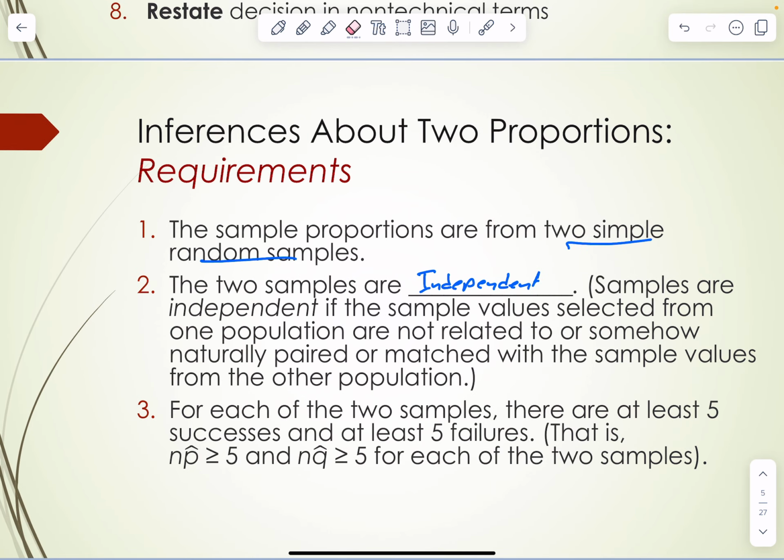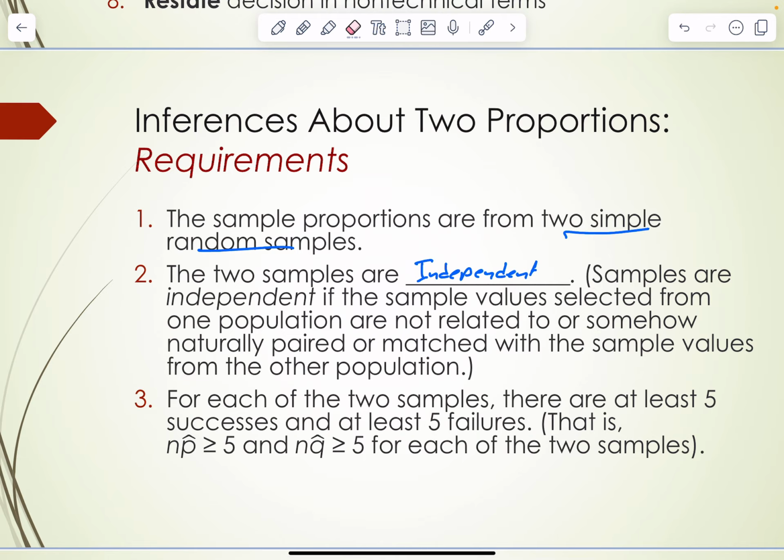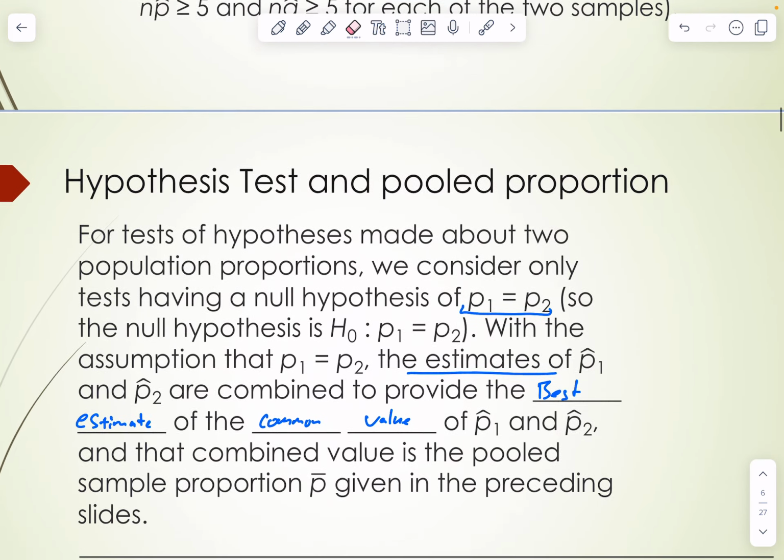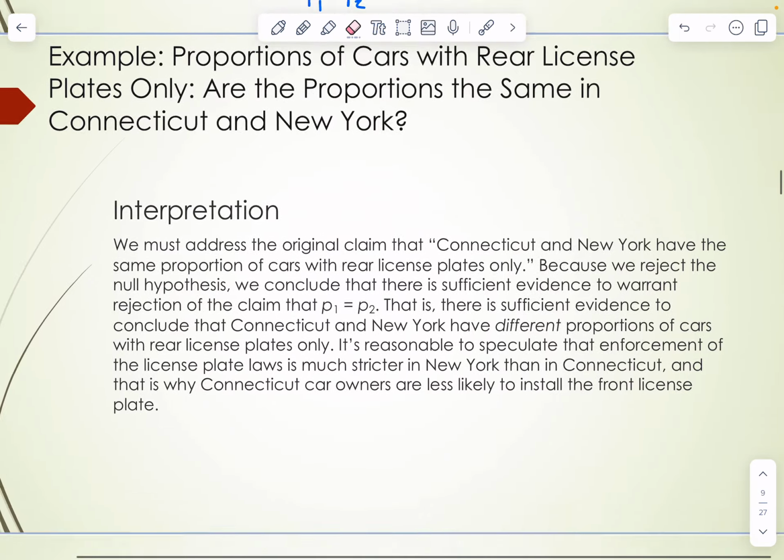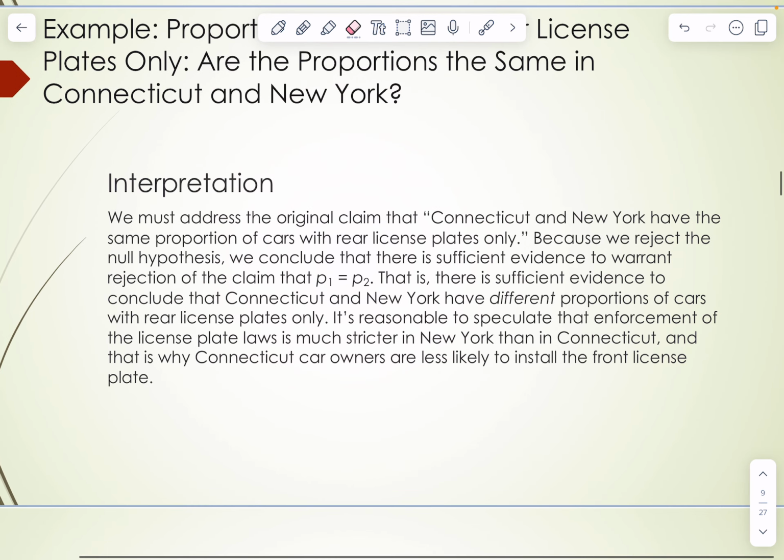So, inferences about two proportion requirements. We talked about that. Where are we? We are here. Okay, so here's the interpretation according to the author of the book from which I took this example. We must address the original claim that Connecticut and New York have the same proportion of cars with rear license plates only.